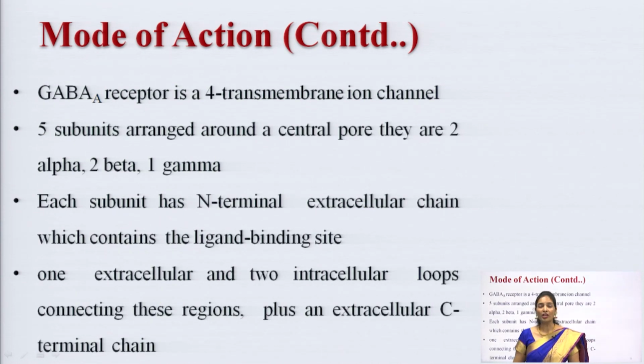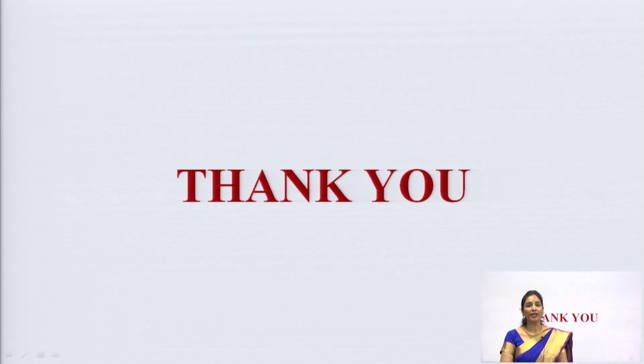Okay. So, if I am talking about this structure, as I just said, it is a transmembrane ion channel having 2 alpha subunits, 2 beta subunits and 1 gamma subunit, and each subunit has the N terminal on the extracellular chain, and 2 intracellular loops you can observe connecting to these regions, along with the C terminal. So, this is the structure of a GABA receptor. So, here I have completed the GABA neurotransmitter. Thank you.